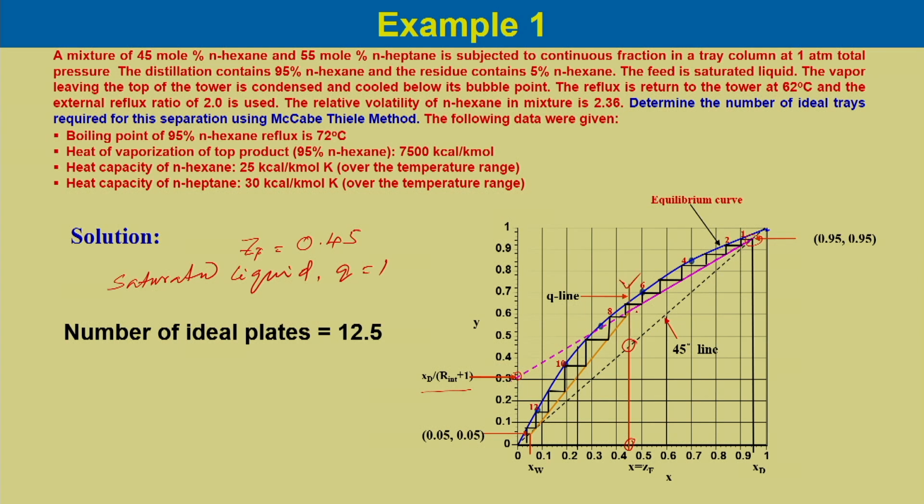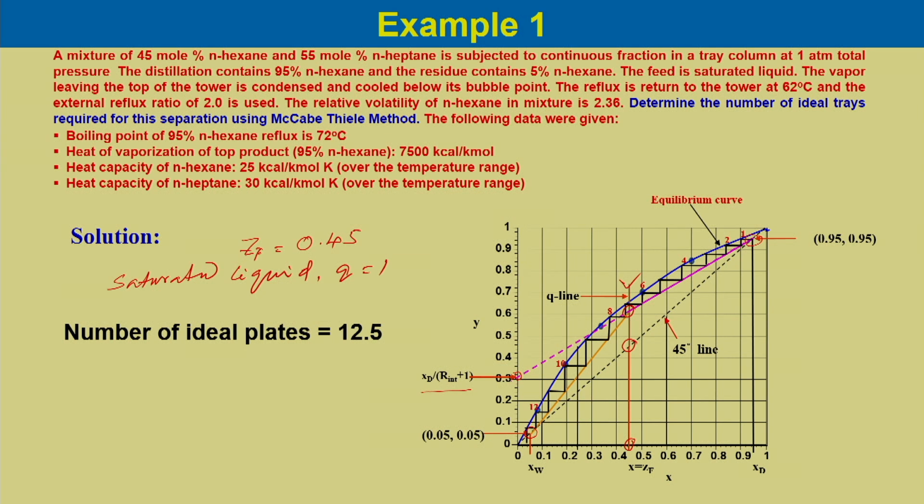So, you can locate the intersection between the q line and the rectifying section operating line, and knowing the stripping section starting point, because the bottoms, the residue, contains 5% n-hexane, it is 0.0505 at this location on the 45-degree diagonal, you can join these two points to get the stripping section operating line.